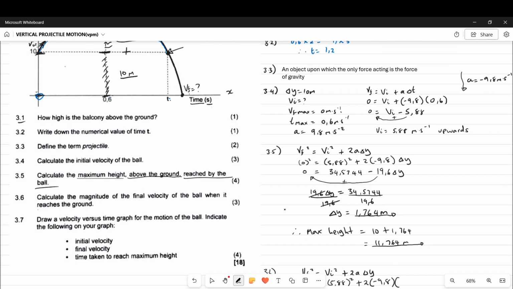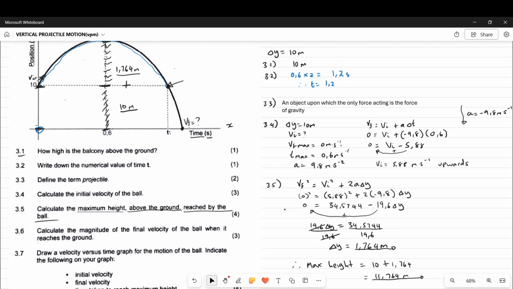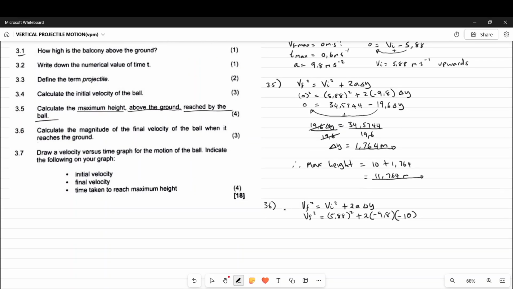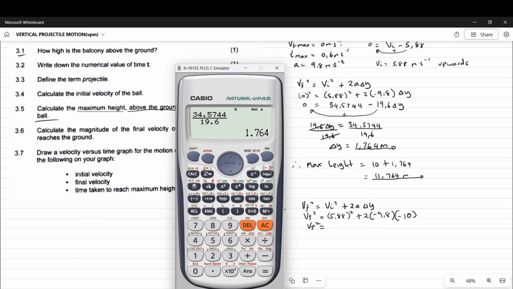your height won't just be 10, right? Because now the motion here, remember, will be downwards, going downwards, right? So now the height will become negative, because the motion of the ball now is going downwards. The height will be negative 10, right? Just like that. Now VF squared will be, now let's punch that in.